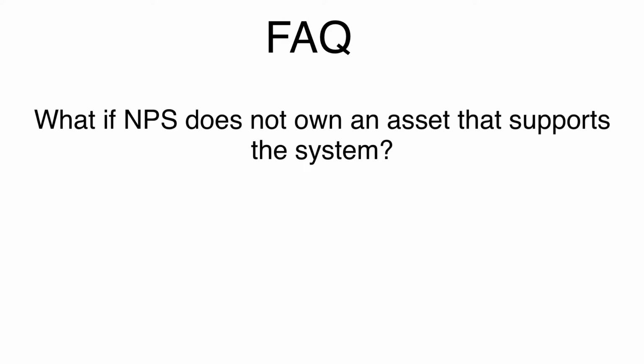Thanks. The next question is, what if NPS does not own an asset that supports the system? So this effort is focused on NPS-owned assets. Additionally, any assets where NPS has a maintenance responsibility and the asset is tracked in FMSS should be included as well. So for asset management purposes, it's all owned property plus any property where NPS has a responsibility for the maintenance needs.